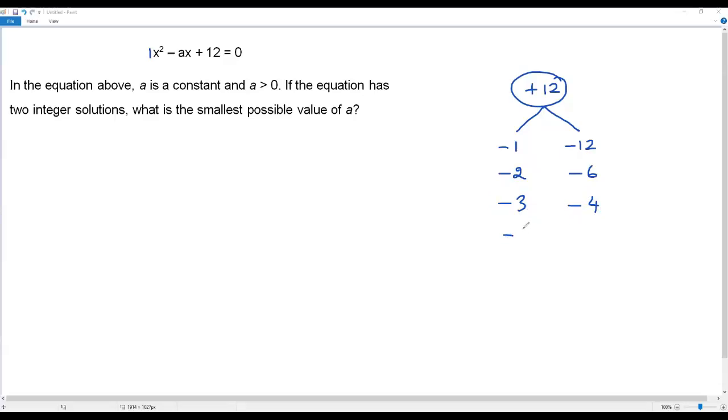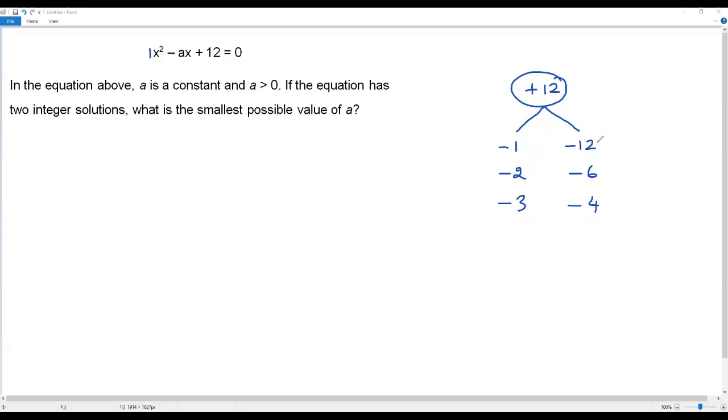Then I cannot consider negative 4, because if I consider negative 4, I'll be getting negative 3 over here, and already we have taken the same two factors. So negative 4, negative 3 cannot be taken. Negative 5 will not work, and negative 6 can be taken, but if I take negative 6, the second part will be negative 2, and already we have taken the same two factors. So negative 7 will not work, negative 8 will not work. Anyway, that's all. We get three pairs of factors for positive 12.